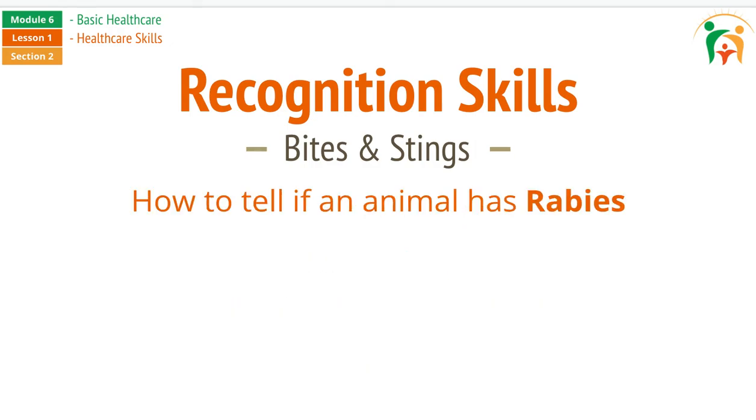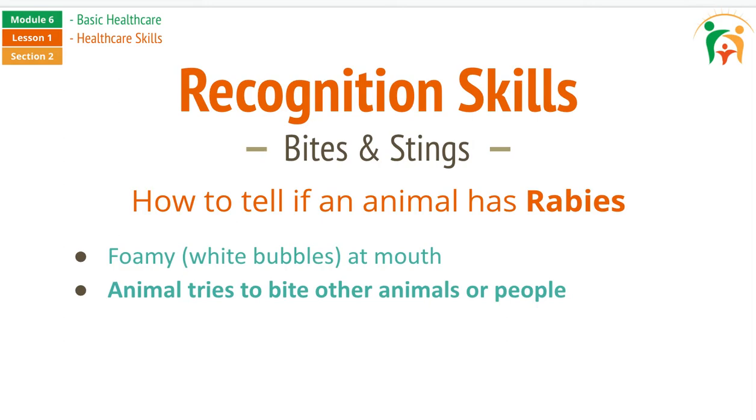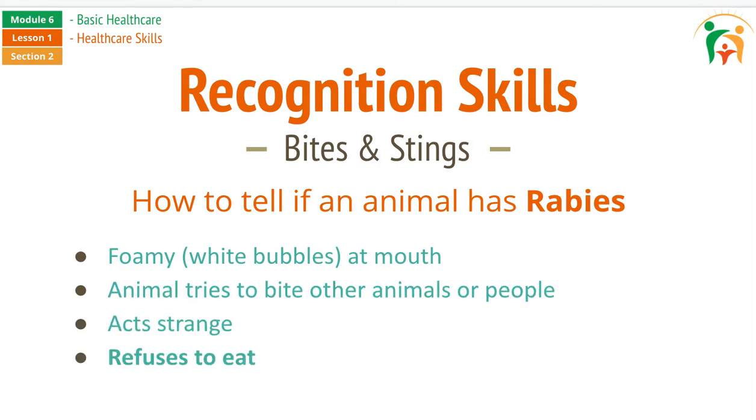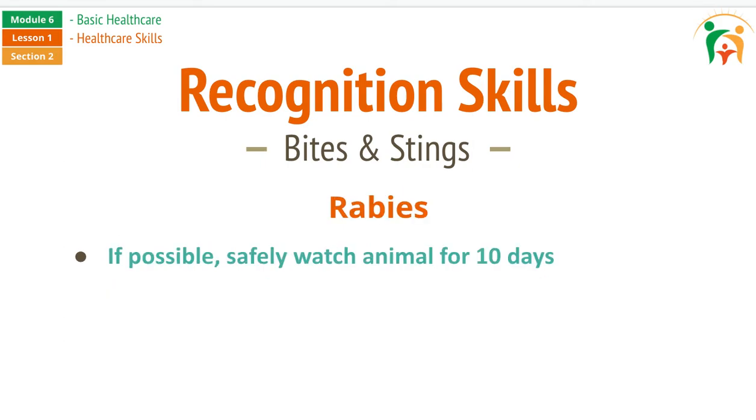How to tell if an animal has rabies? Foamy, white bubbles at the mouth. The animal tries to bite other animals or people. It acts strange and refuses to eat. If possible, safely watch the animal for 10 days.